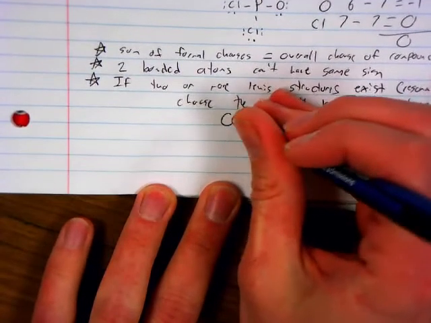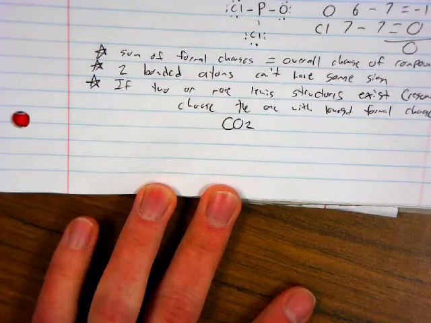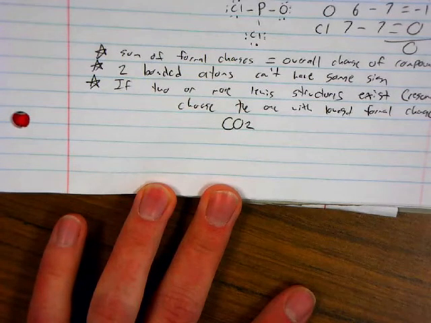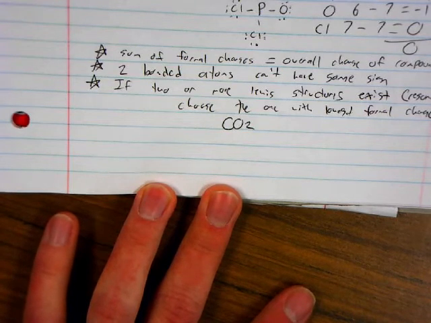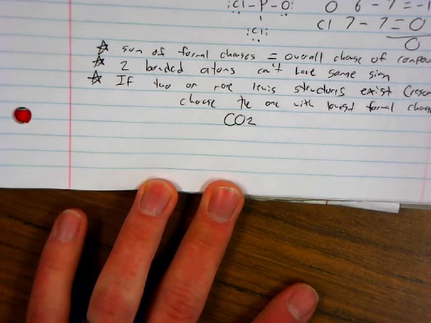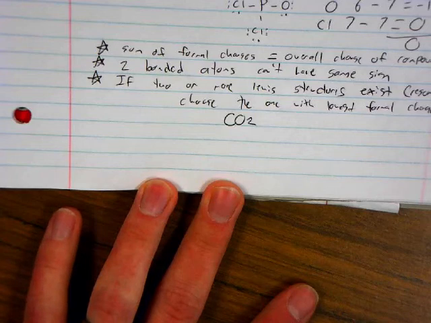So, let's look at CO2, carbon dioxide. There's actually 2 Lewis structures you could draw for this correctly. Do it. So draw the 2 possible Lewis structures for carbon dioxide. There's 2 that would both fulfill the octet rule.